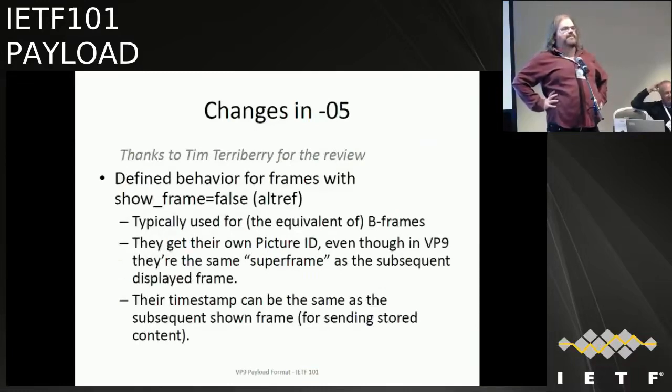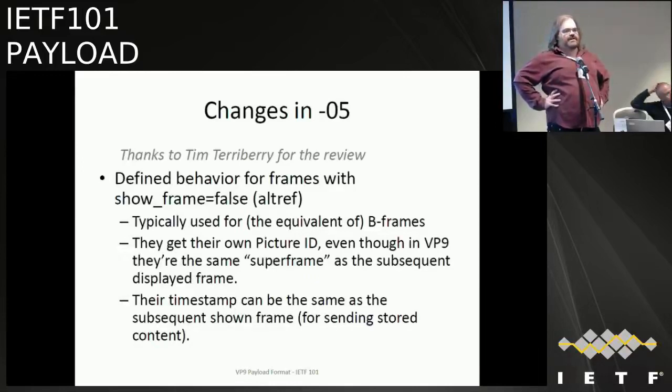The main change is to define the behavior for frames with show frame equals false, sometimes called alt ref. Similarly used for the equivalent of B frames, though it doesn't work quite the same way, I think mostly for working around IPR reasons. Basically, these are frames that are never meant to actually be displayed at the time they're encoded. They're usually displayed later with a very small show-the-reference-buffer thing at the time it's meant to be displayed.